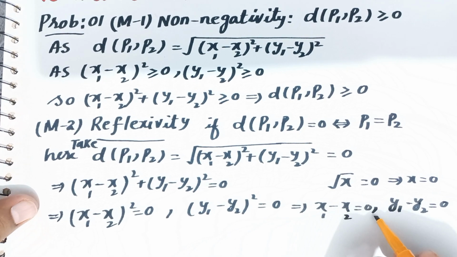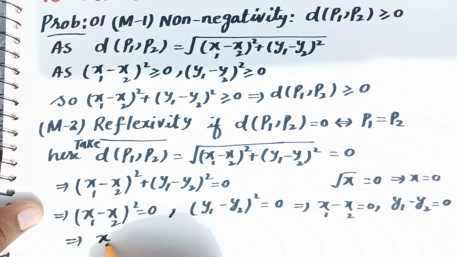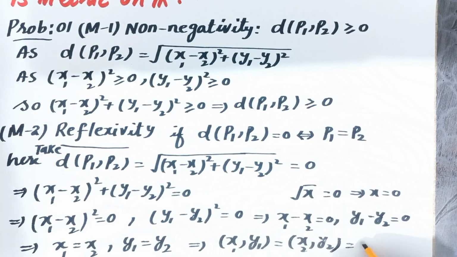The difference of two numbers equal to 0 is possible only when they are the same. This implies x1 equal to x2, y1 equal to y2. This implies (x1, y1) equal to (x2, y2). This ordered pair is equal to this ordered pair. This implies this ordered pair is named as P1 and this was P2.